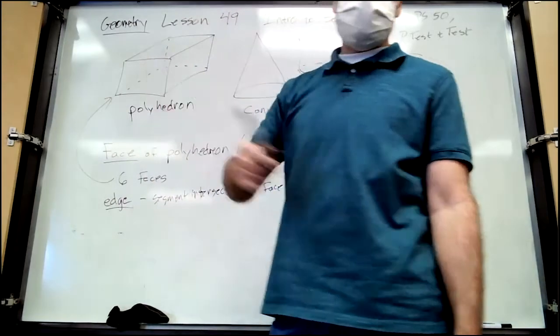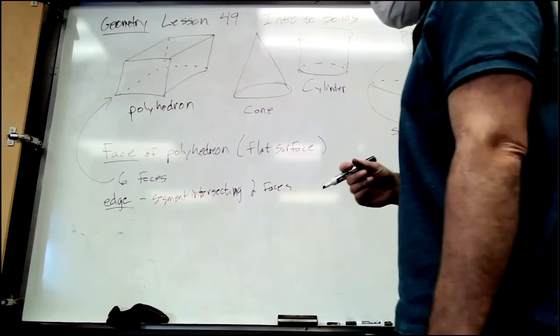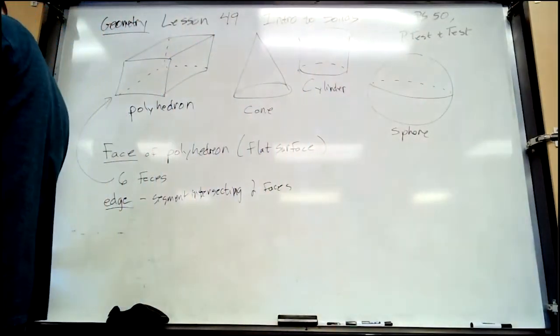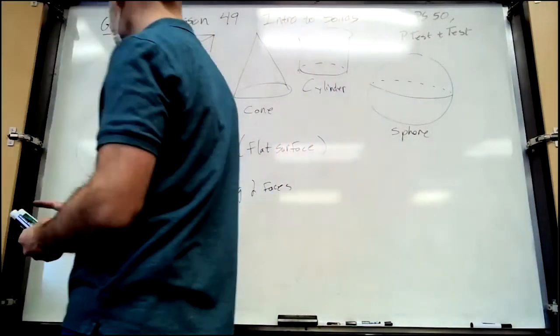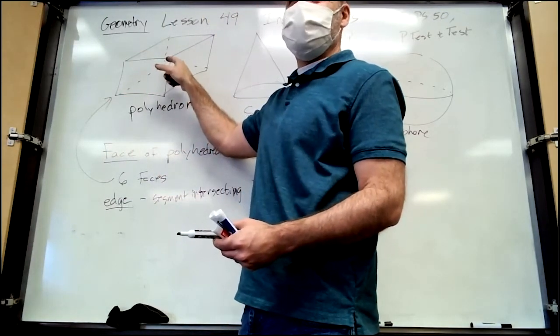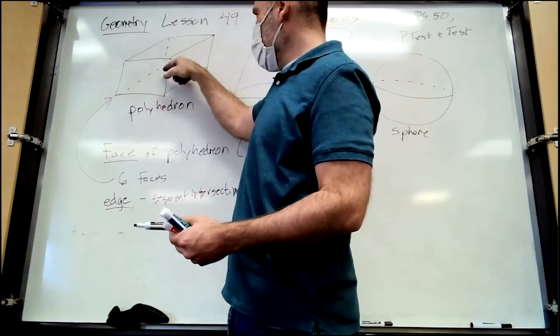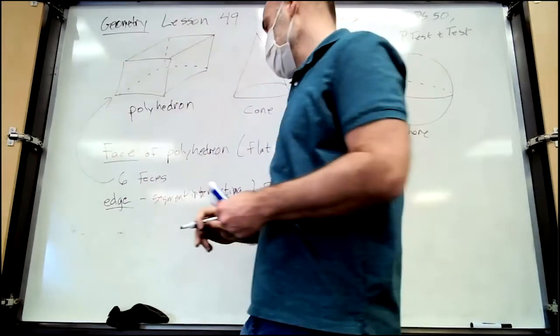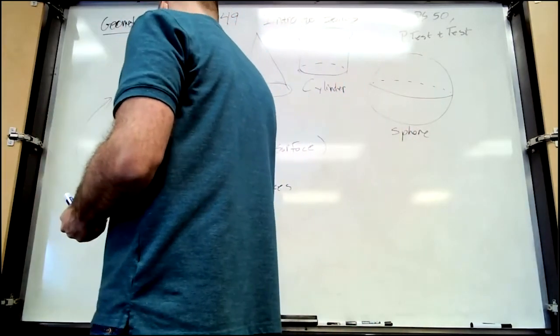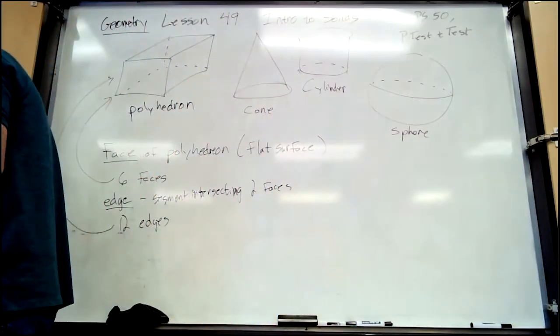Okay, how many edges does the rectangular prism have? Oh, that's a lot. So I see one here, one here, one here, one here. Basically, how many lines are you drawing? 1, 2, 3, 4, 5, 6, 7, 8, 9, 10, 11, 12. So 12 edges. Good. All right, and then the last one is the vertex.